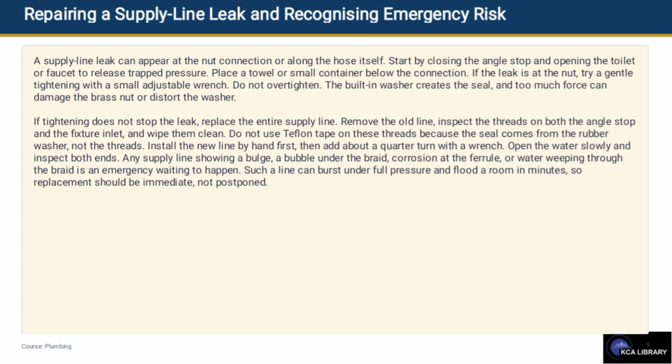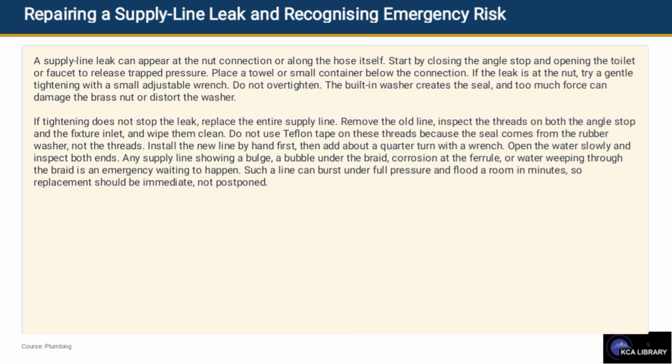If the connection is at the nut, try a gentle tightening with a small adjustable wrench. Do not overtighten. The built-in washer creates the seal, and too much force can damage the brass or distort the washer. If tightening does not stop the leak, replace the entire supply line. Remove the old line, inspect the threads on both the angle stop and the fixture inlet, and wipe them clean. Do not use Teflon tape on these threads because the seal comes from rubber washers, not the threads. Install the new line by hand first, then add a quarter turn with a wrench.